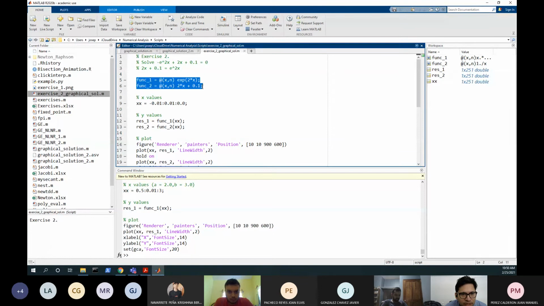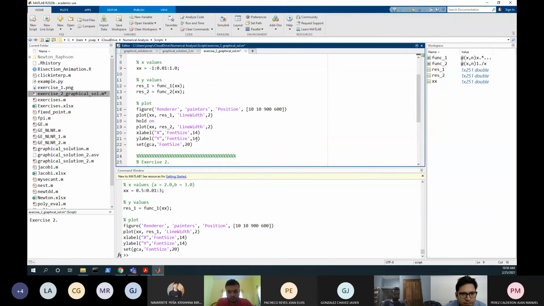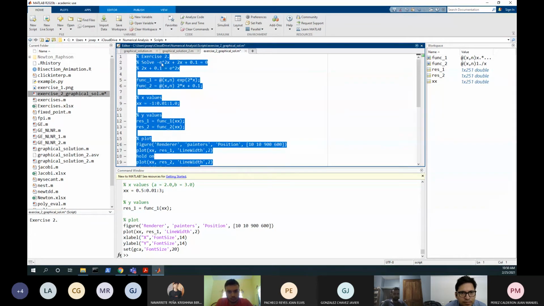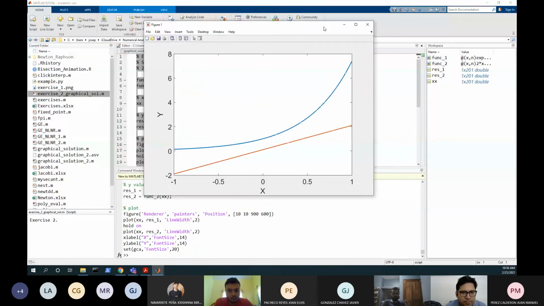So I have the two functions here, and I want to evaluate them in this range. Let's make it from minus 1 to 1. So this is my neighborhood, minus 1 to 1. I want the results of the function, and I want to plot it. So I'll run it, and then, ta-da!